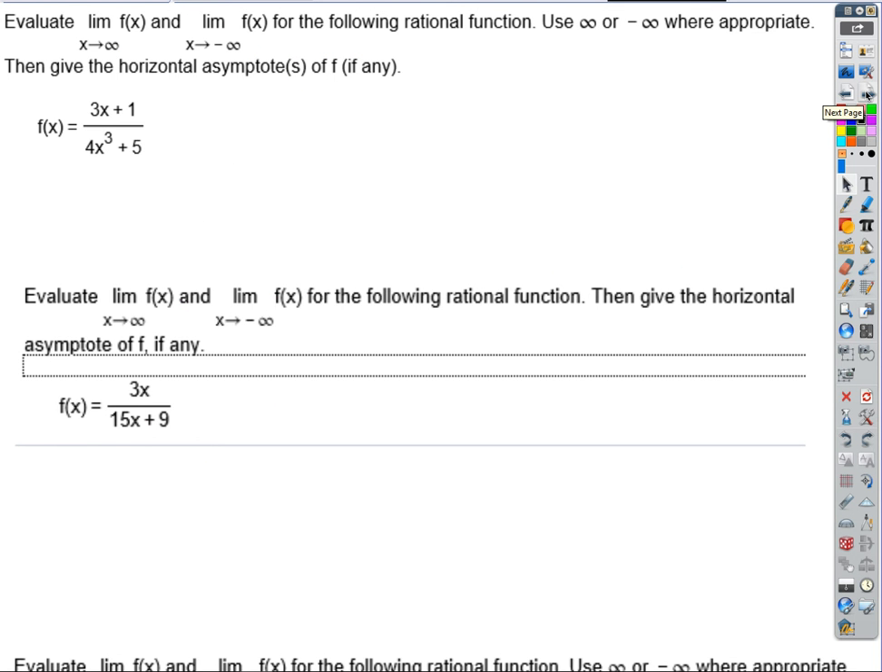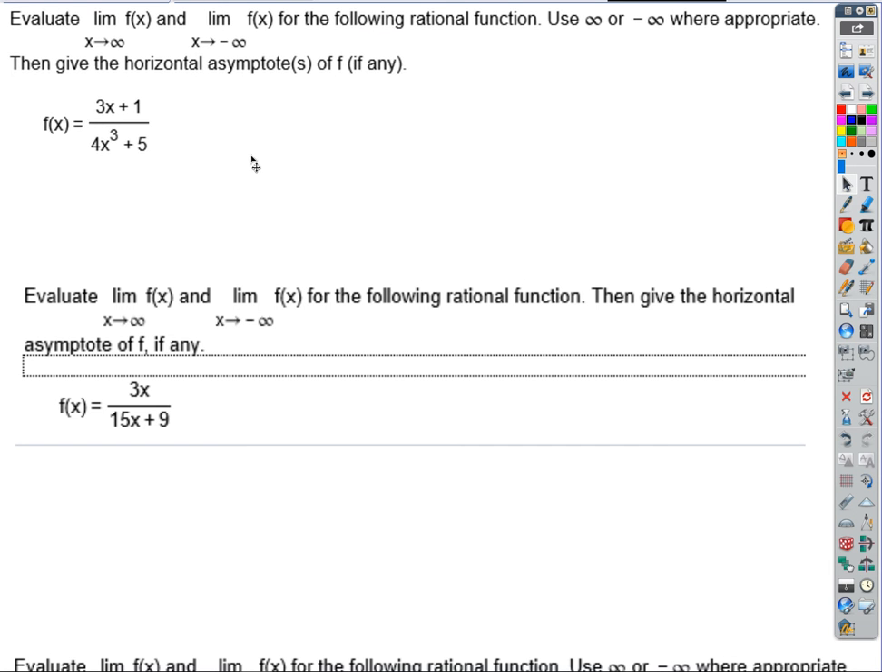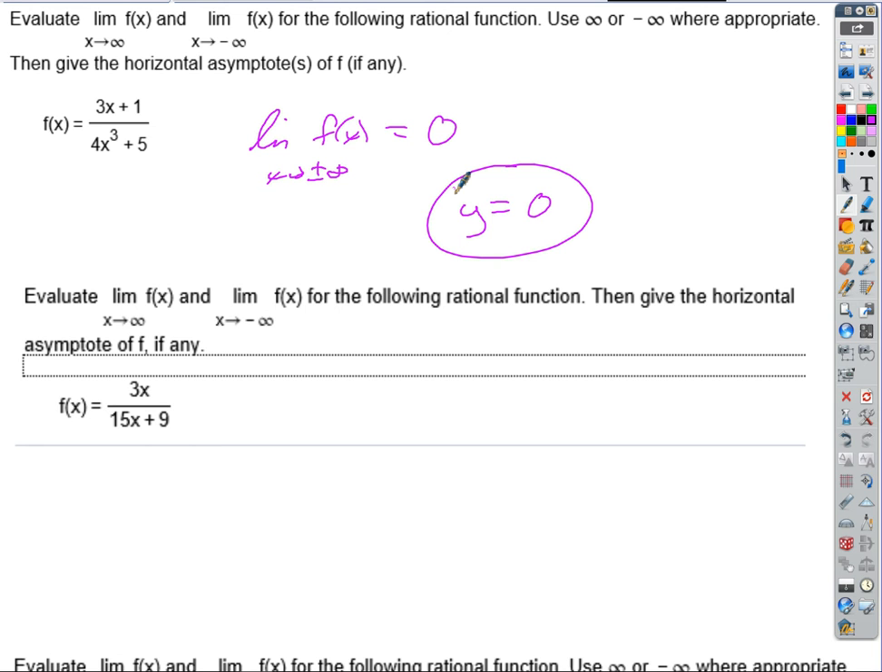All right, so evaluate the limit of f of x as x approaches infinity and as x approaches negative infinity. This is a quick one. What's the answer? We can combine these. The limit of f of x as x approaches plus or minus infinity is what? 0. Right? So what's the horizontal asymptote then? How would we write that as a horizontal asymptote? Y equals 0. Okay. Make sense? Okay.